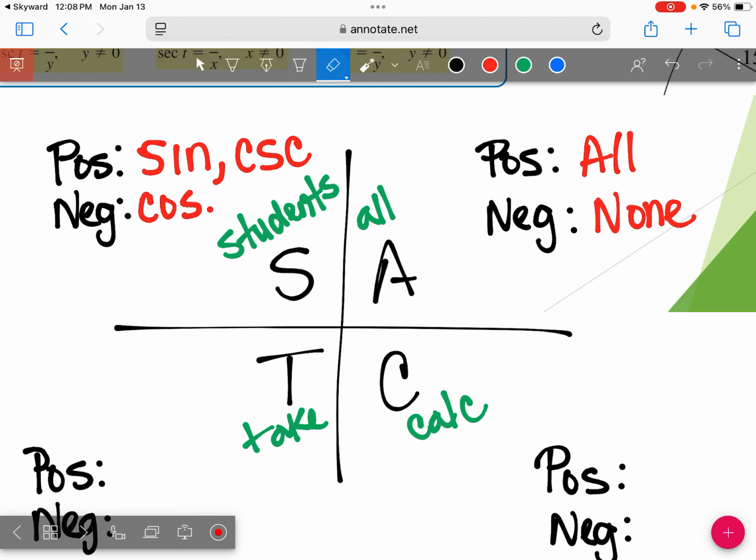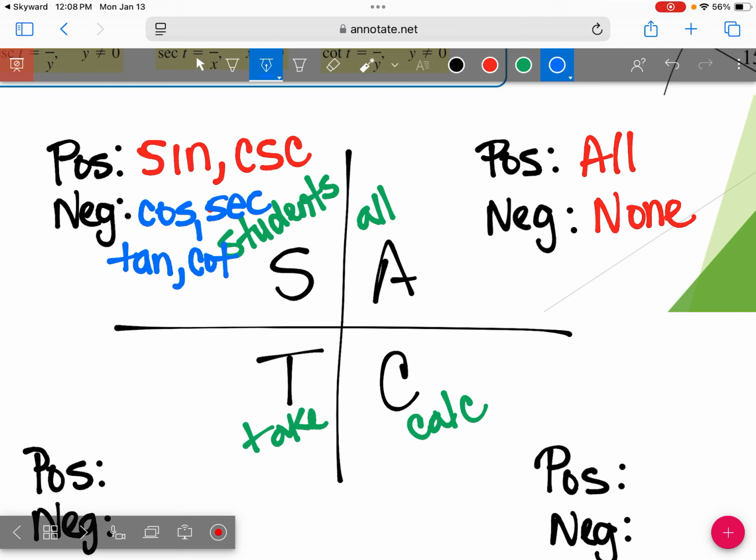Let me write that in a different color. Hold on. So negative would be cosine. The sister to cosine, which is who? Secant. Tangent is negative, and the sister to tangent is who? Cotangent. So you might want to write that because this will help you, because soon we're gonna talk about this. We just haven't got there yet.